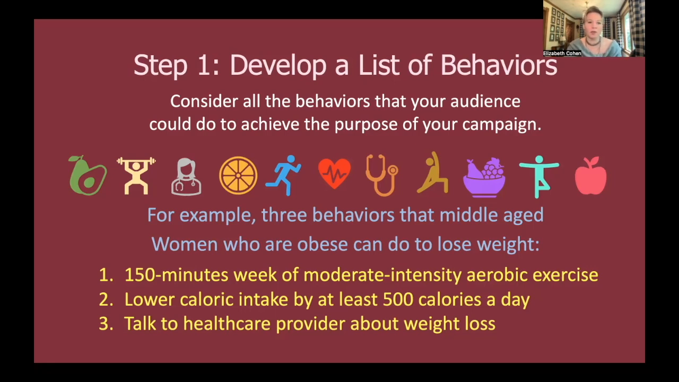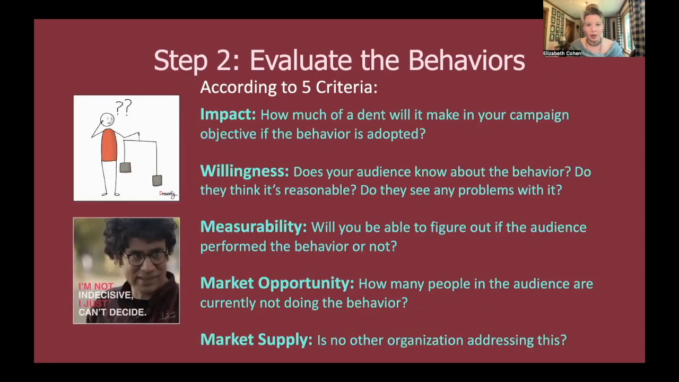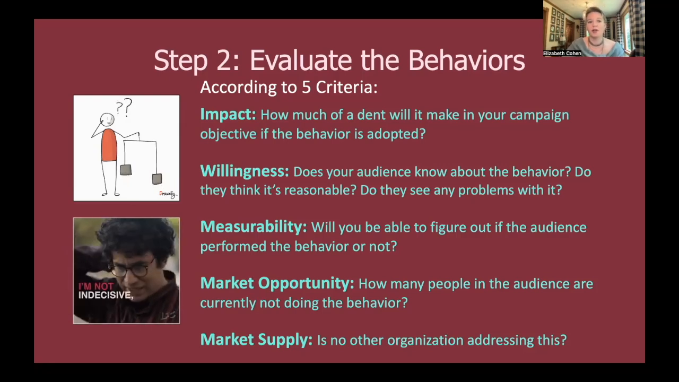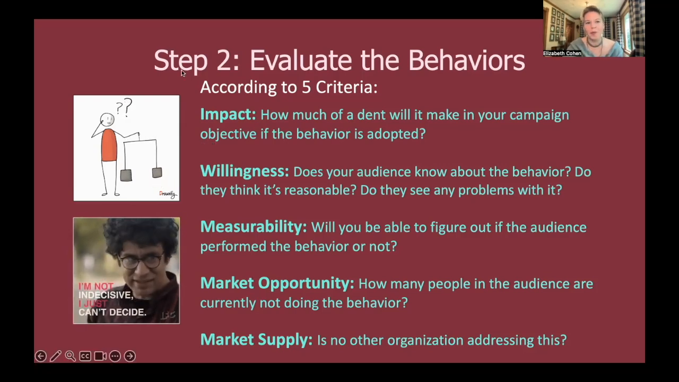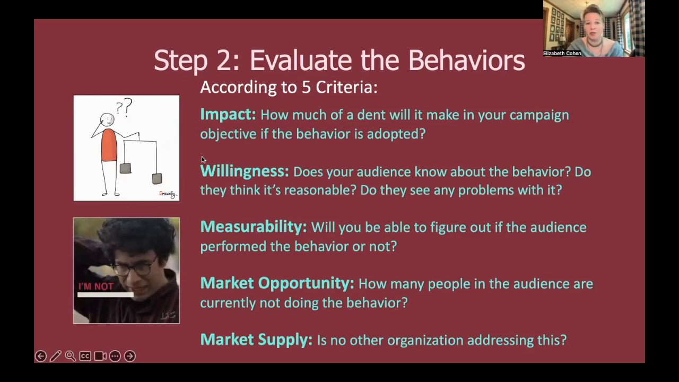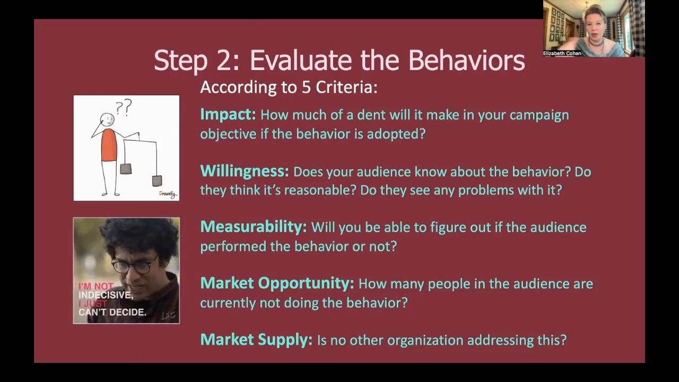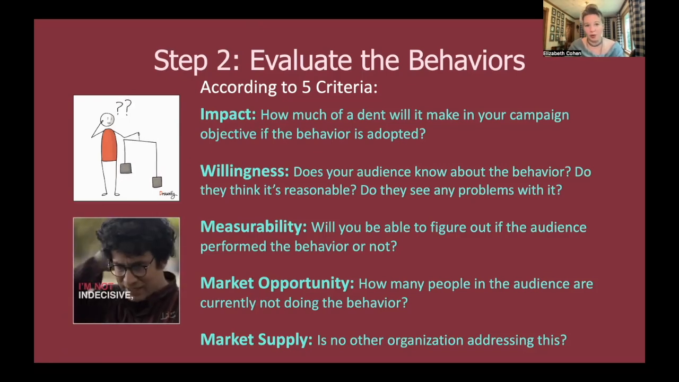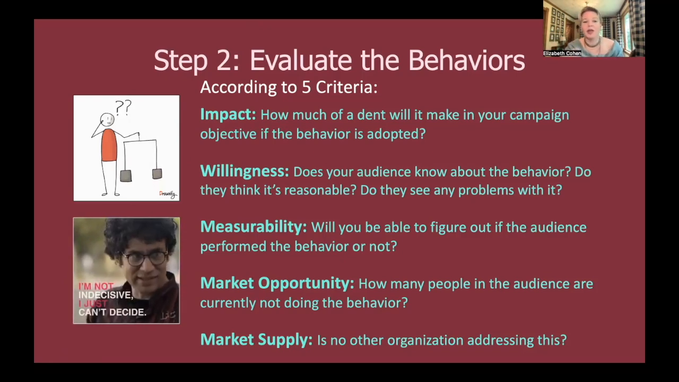Let's say we're like, well, which one is going to be the best for our audience? So just like we did with the priority audience selection, there were four criteria for that, but now you're going to evaluate all of the different behaviors you're considering based on these five criteria. Impact. This is about, okay, if they do this, how much is it actually going to help us achieve what we're trying to do with this campaign? Because some behaviors make a small dent, but some behaviors would be like, whoa, that's a huge dent.